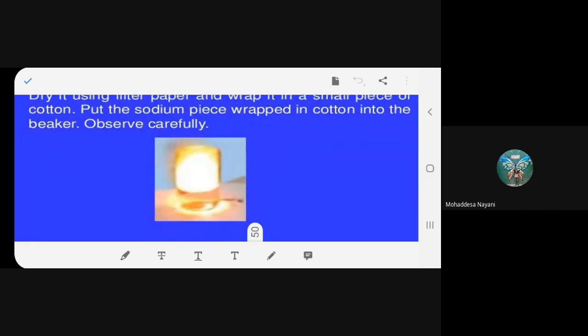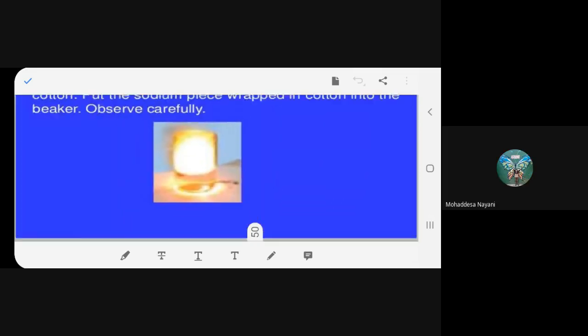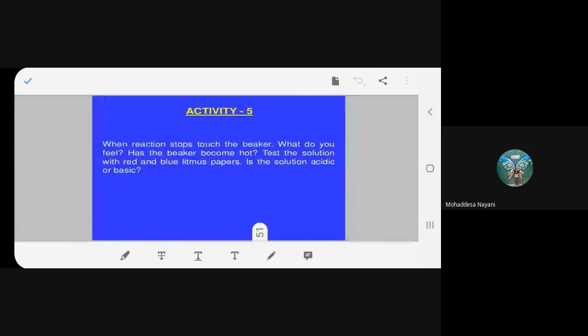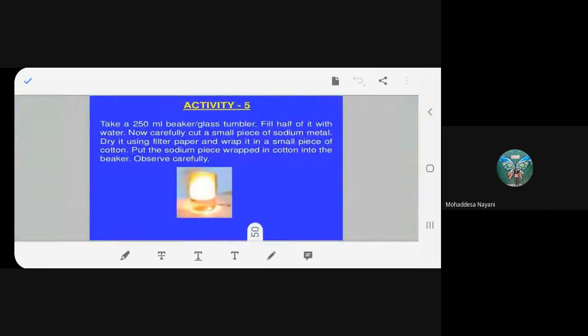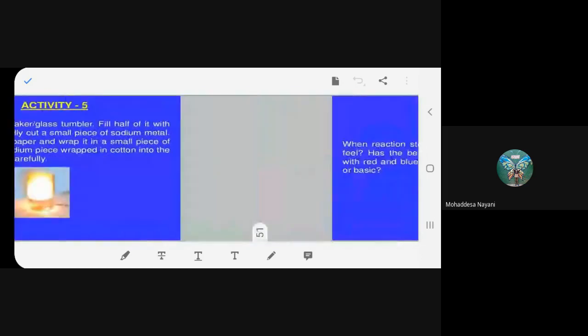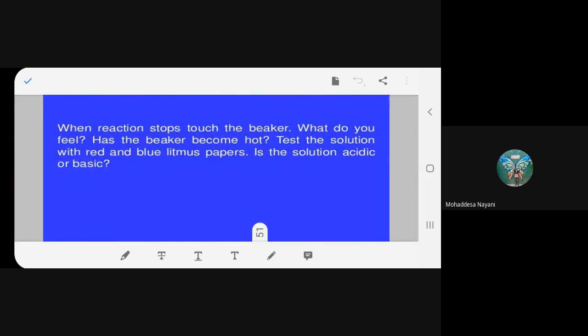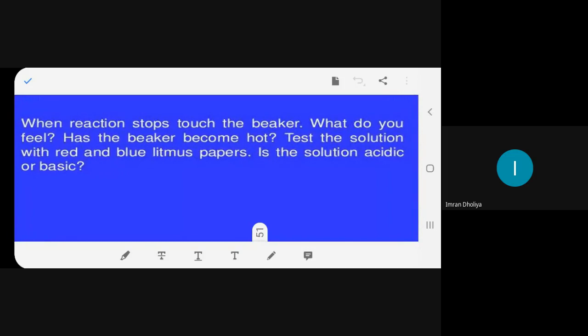Can you see this? Can you see this, Vita? This is what happens. It is on fire. Can you see this? This is what happens. So this is the reaction, okay? This is the reaction happening. Now what happens next? Yes, read, Vita. Ma'am, can I read?